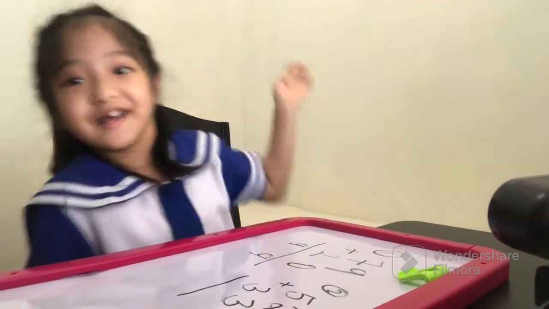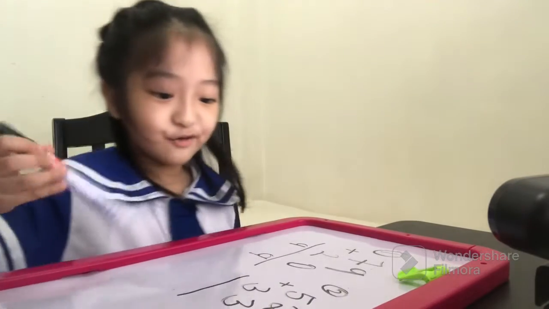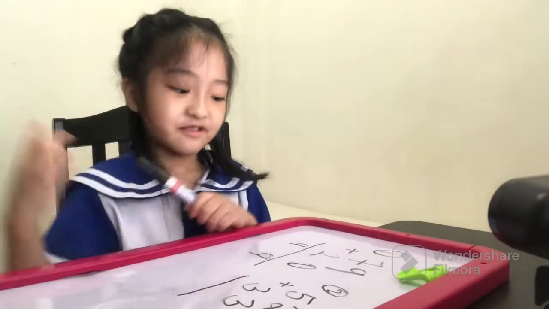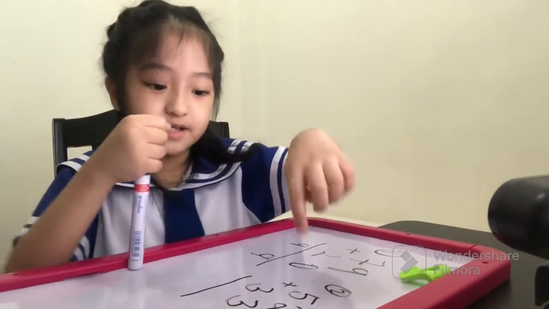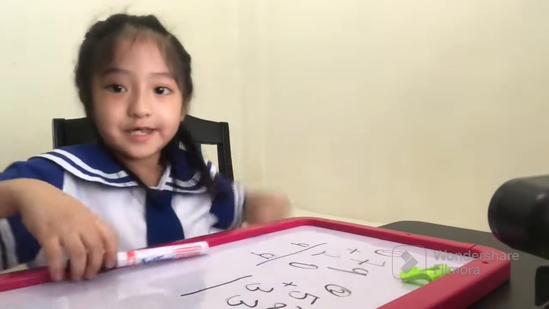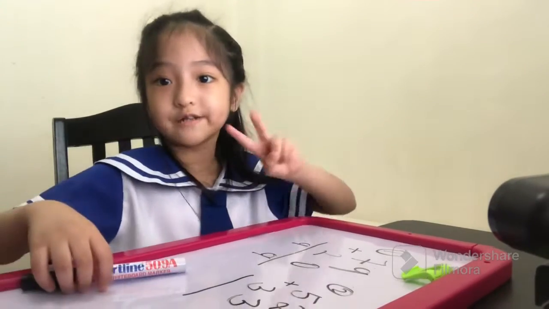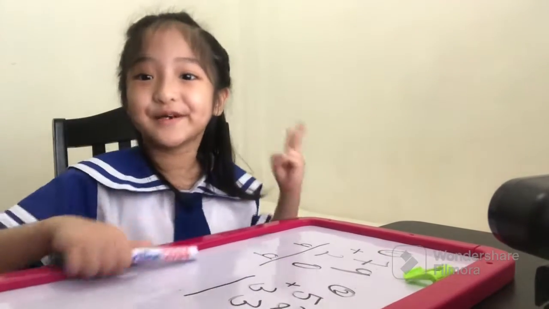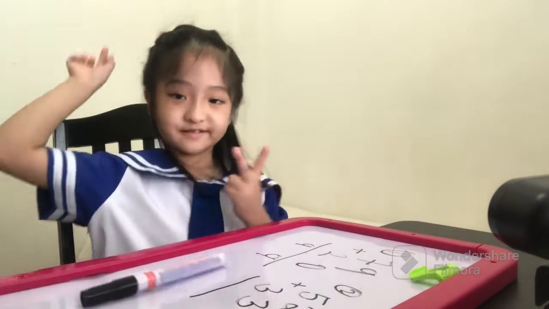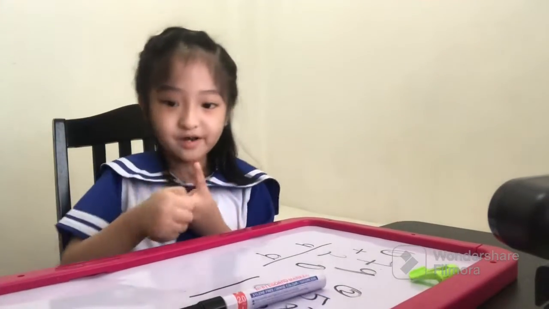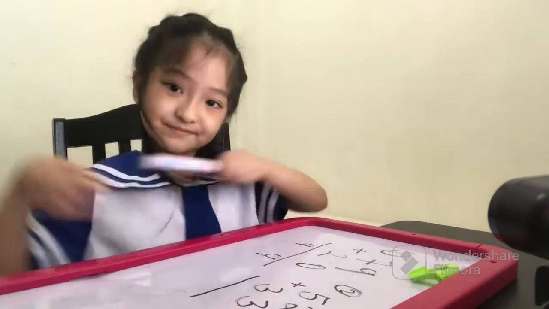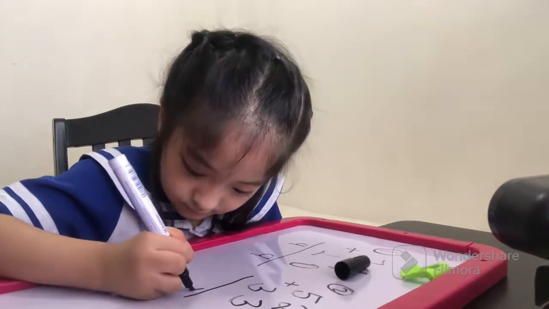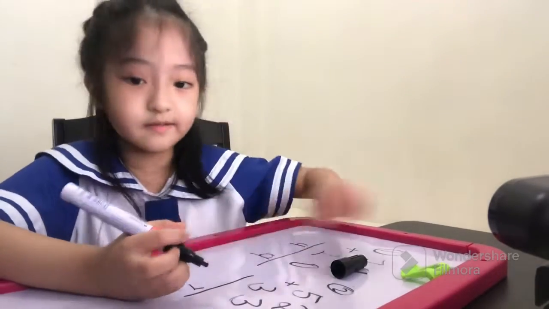2. So 2 plus 3. The smallest number is 3 or 2, and we'll continue counting. Three, four, five, so five.